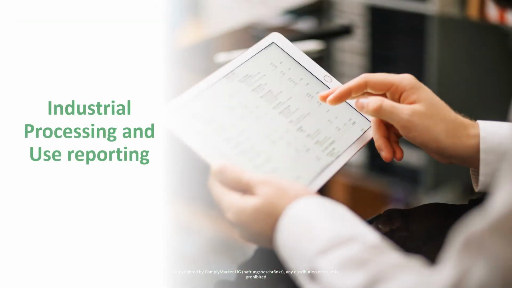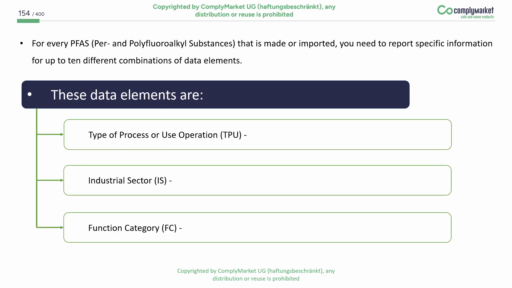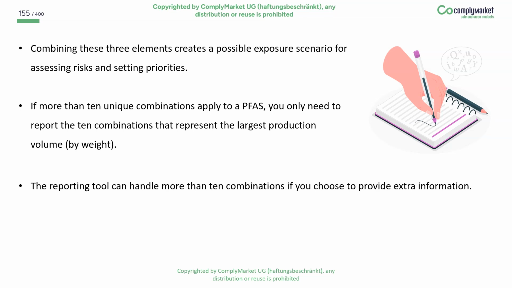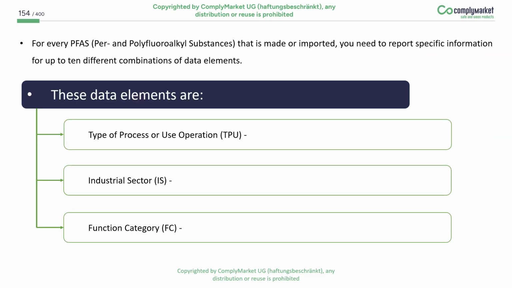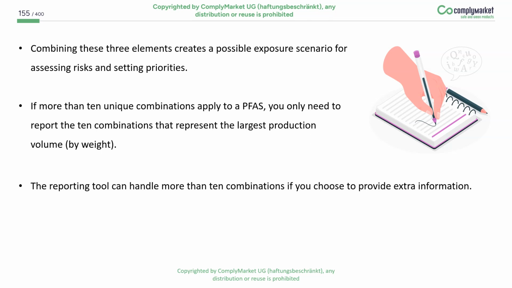Now the processing and use reports. We have data elements: which type of process or use operations, called here abbreviation TPU, or industrial sector IS, or function category FSE. You need to report specific information for up to 10 different combinations of data elements. These three elements create a possible exposure scenario for assessing risks and setting priorities. Those three again. The reporting tool can handle more than 10 combinations if you choose to provide extra information.